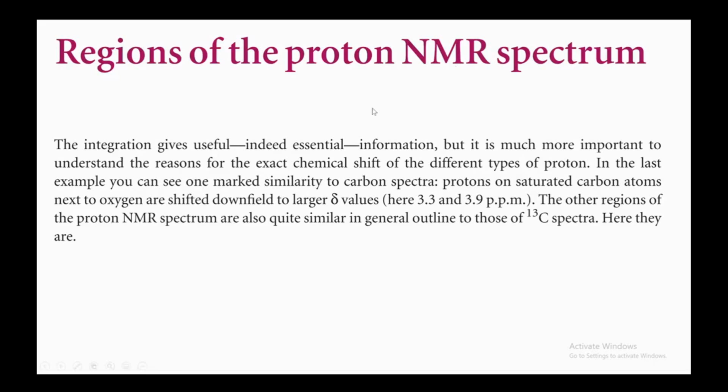So regions of the proton NMR spectrum: the integration gives useful, indeed essential information, but it is much more important to understand the reasons for the exact chemical shift of the different types of protons. In the last example, you can see one marked similarity to carbon spectra. Protons on saturated carbon atoms next to oxygen are shifted downfield to a larger ppm value, here 3.3 to 3.9. The other regions of the proton NMR spectrum are also quite similar in general outline to those of C13 spectra.